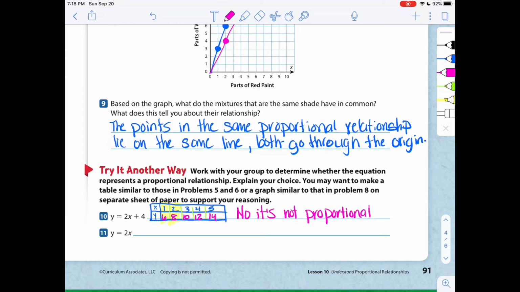Make a table like I just did for number 10. You can use those same x values, but when you plug those x values in, you'll get different y values. So you'll get different values where it's pink. So make yourself a table and decide if number 11 is proportional with the video paused.